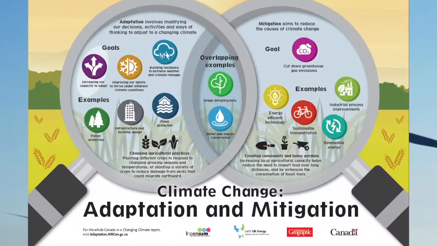Let's take a closer look at some examples of adaptation and mitigation. Adaptation examples include preparing homes for flooding, redesigning buildings and infrastructure, and protecting forests and other ecosystems that can lessen climate change impacts. Mitigation examples include switching to renewable energy, sustainable transportation, and energy-efficient technology to reduce the amount of greenhouse gases entering the atmosphere. Some solutions to climate change fall under both mitigation and adaptation, like protecting water and energy conservation and green infrastructure.